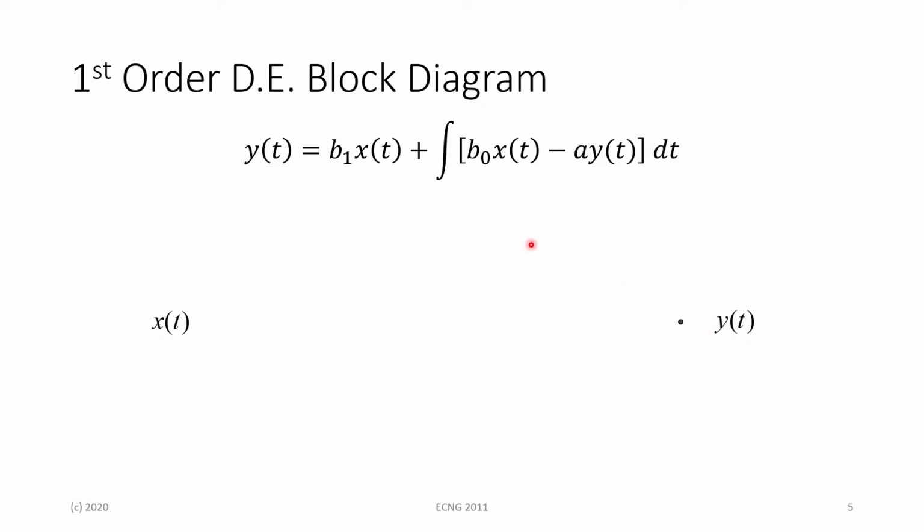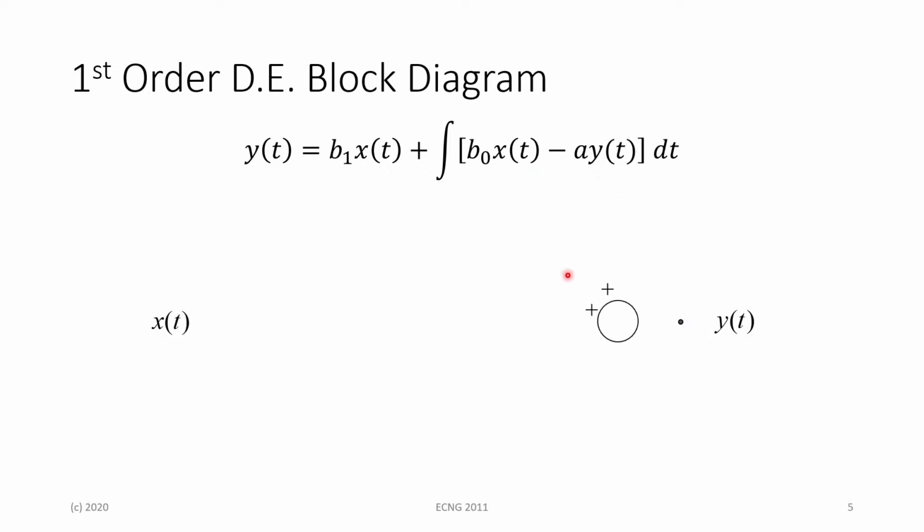What we're going to be focusing on here in particular is this part in the brackets, which is b0 x(t) minus a y(t). Now remember, this entire signal needs to map back to y(t) at the end, in the equation b1 x(t) plus the integral of what is in the brackets. So we want to focus on only the components in the brackets as our first step.